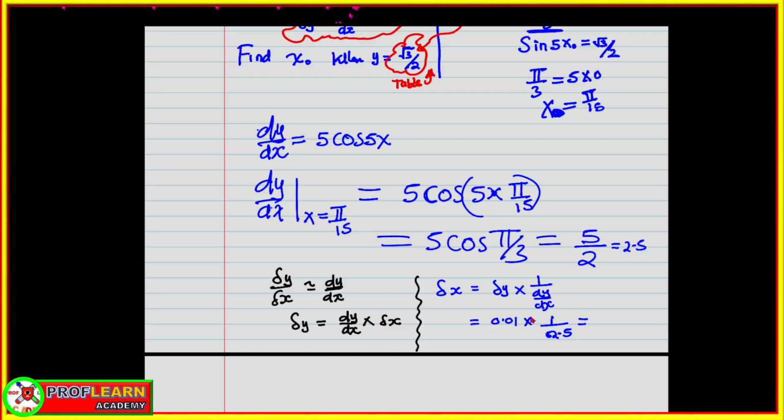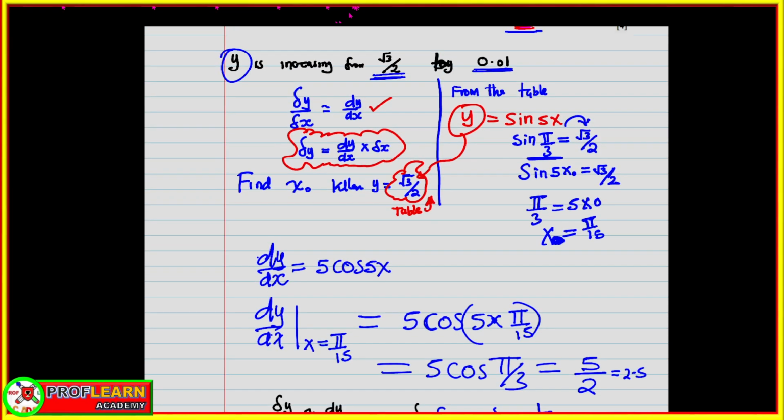0.01 times 1 over 2.5. If you work it in a calculator, you are going to get your final answer. Oh my goodness, this is a non-calculator paper, so you are not supposed to be seen with a calculator. So meaning that this is exactly what you are going to get. So basically that's what you're supposed to do in that question.